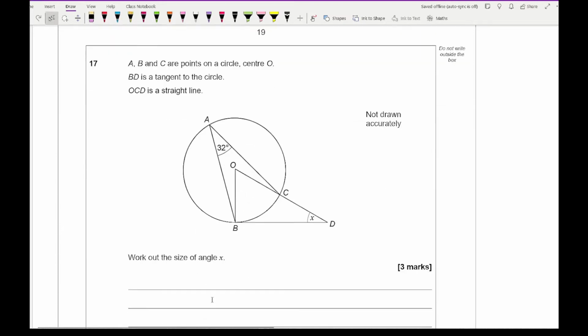Moving on to question 17, it says A, B, C are points on a circle with centre O. BD is a tangent to the circle and OCD is a straight line. Calculate the size of angle X. Well, you can see you've got arrowheads, so from this we can see that this angle here is going to be twice the size of the angle at the circumference, so that's going to be 64. We know that a radius meets a tangent at 90 degrees, so then I can work out what X is. So x equals 180 minus 64 minus 90, which gives me an answer of 26 degrees.